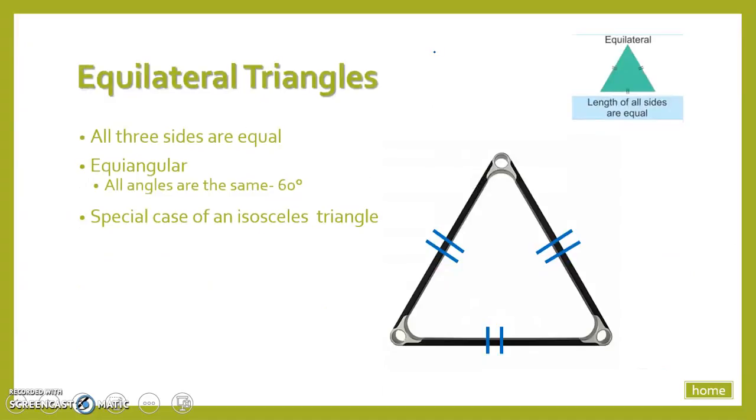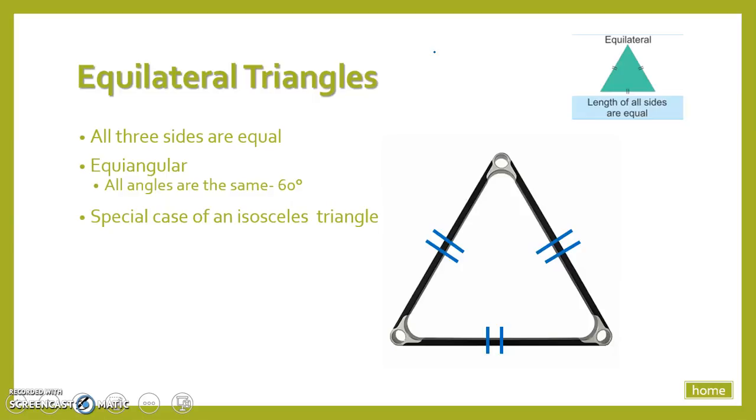Our next type is an equilateral triangle. Equilateral tells you pretty much what it is in the term equal. For an equilateral triangle, all 3 sides are equal, and they're also equiangular, which means all angles are the same. And since the inner angles of triangles have to add up to be 180 degrees, 180 degrees divided by the 3 angles means that all angles are going to be 60 degrees.